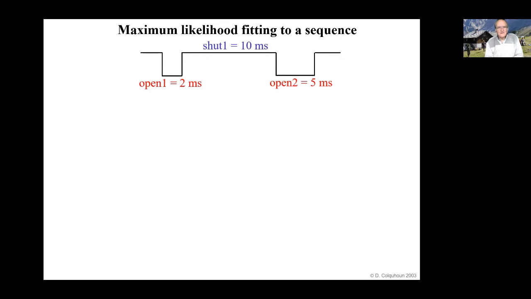So here are the first 2 openings in a record and the first shutting, a very short bit of a very long record with any luck. So what do you mean by the likelihood of that sequence? Well, we start with the probability that the first opening was 2 milliseconds, of course. They won't be exactly 2 milliseconds, so what we use is the probability density that it's equal to 2 milliseconds.